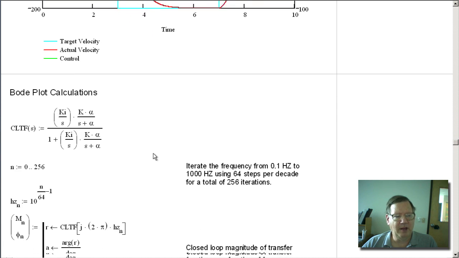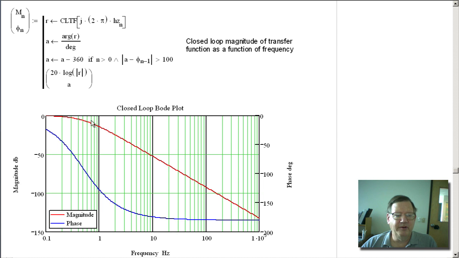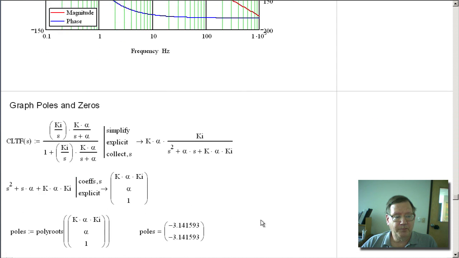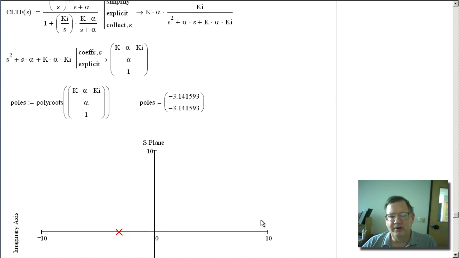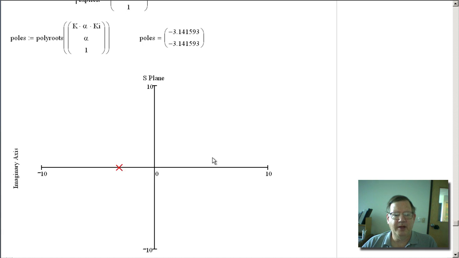I'm going to plot the Bode plots. You can see the bandwidth is very low. The proportional only went out beyond 10 before dropping down. Also notice the phase lag starts out at minus 90 degrees because there's an integrator, and it goes to minus 180 degrees because there are 2 poles. Now I'm going to graph the poles and zeros, and there aren't any zeros because there's only 1 gain. And you can see I have the 2 poles at minus 3.